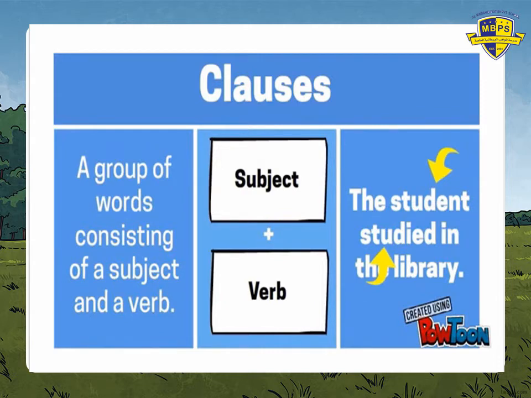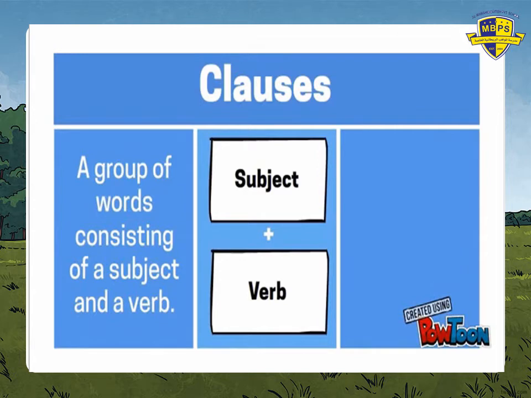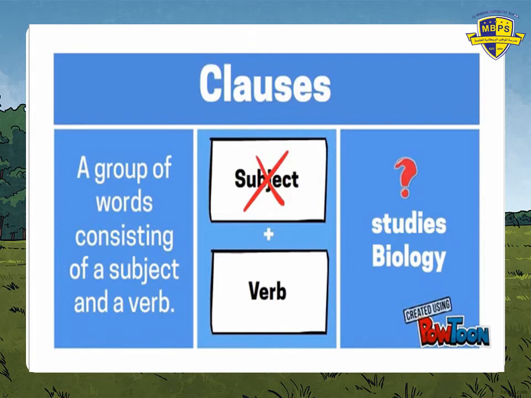It is important to note that both the subject and the verb are required to form a clause. If you only have either a subject or a verb, the group of words may form a phrase, but not a complete clause. For example, the group of words studies biology is not a clause because it does not contain a subject. To be a clause, there needs to be a subject in the sentence. You need to identify who it is that studies biology. For example, a complete clause would be Jane studies biology.